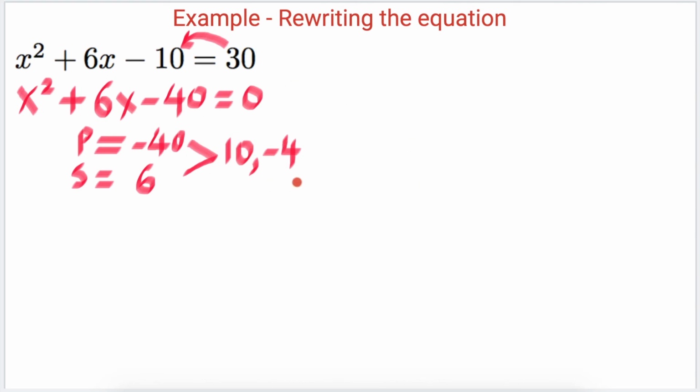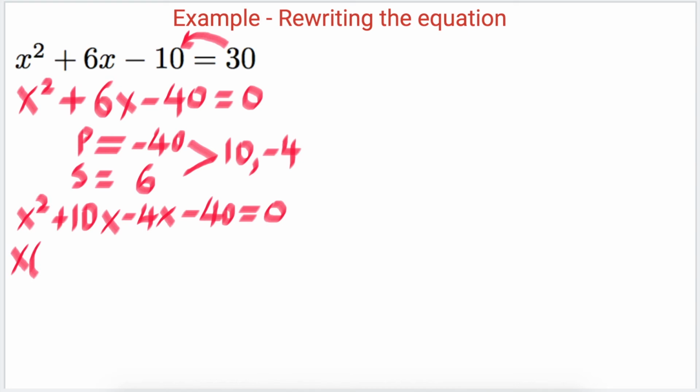We're going to use them to rewrite the quadratic equation. So it becomes x squared plus 10x minus 4x minus 40 equals 0. We are going to factor the quadratic expression in pairs. So x squared and 10x have a common factor, which is x. So we write x parentheses, x plus 10 close parentheses. In the second pair, we have negative 4x and negative 40. The common factor here is negative 4. So we put the parentheses and then we have x plus 10 close parentheses equal to 0.